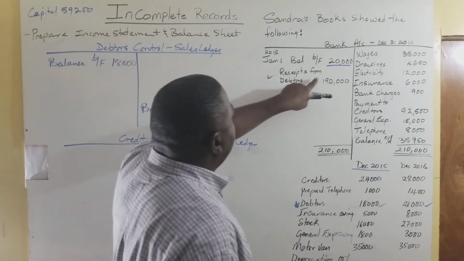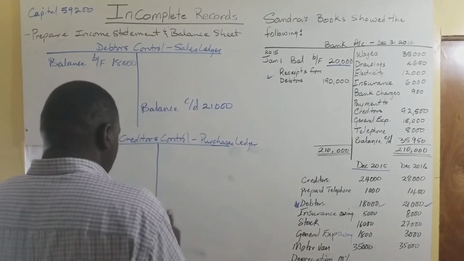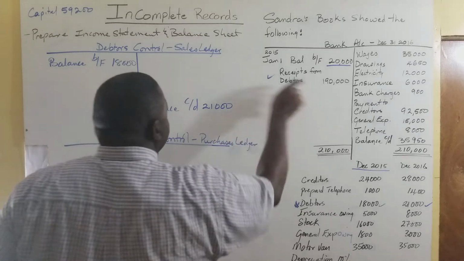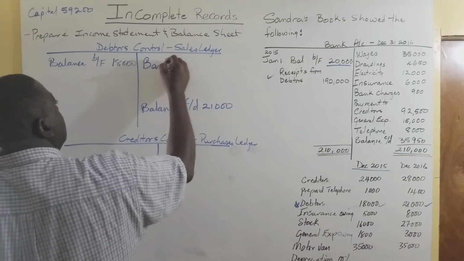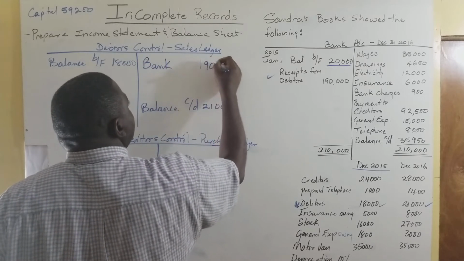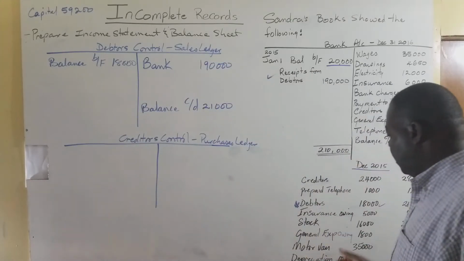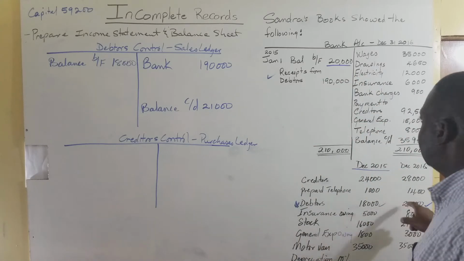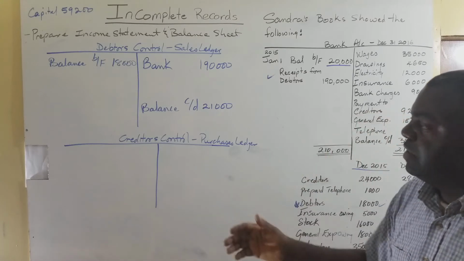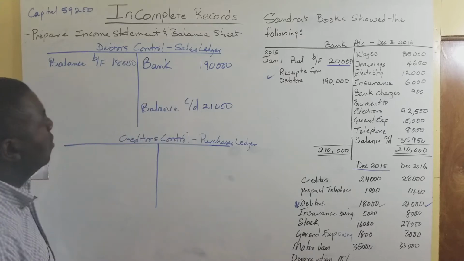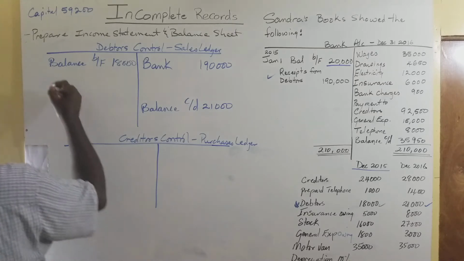Right? Receipts from debtors. So we received some money from our debtors, and that will reduce our debt. Remember, when we reduce our debt, we put it on the credit side. So it's going to be bank, and that amount is 190,000. So we would have identified from the question the items that we have to use to determine our sales figure. All right. Now we're going to add these, subtract that, and the difference is going to be our sales.